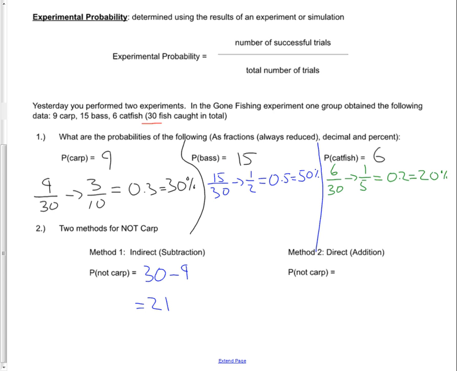Okay. The other method is more direct. It's simply addition. So if I didn't catch carp, then I must have caught bass and catfish. So I got 15 bass, plus I got 6 catfish. So that actually results in the same answer. So 21 of the fish that I caught were not carp. Whether I figure that out by subtraction or by addition, it honestly doesn't matter because you get the same answer both ways.